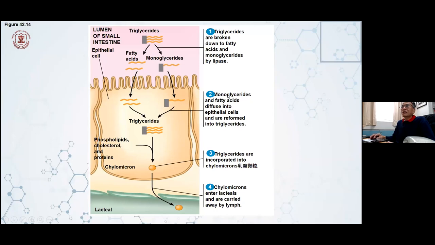So the monoglyceride and the fatty acid diffuse into the epithelial cell and reform into the triglyceride. And then the triglycerides are incorporated into the chylomicron. Chylomicrons enter the lacteal, are carried by the lymph into the lymph system, and then can be carried to another part. So this is for the fat digestion.